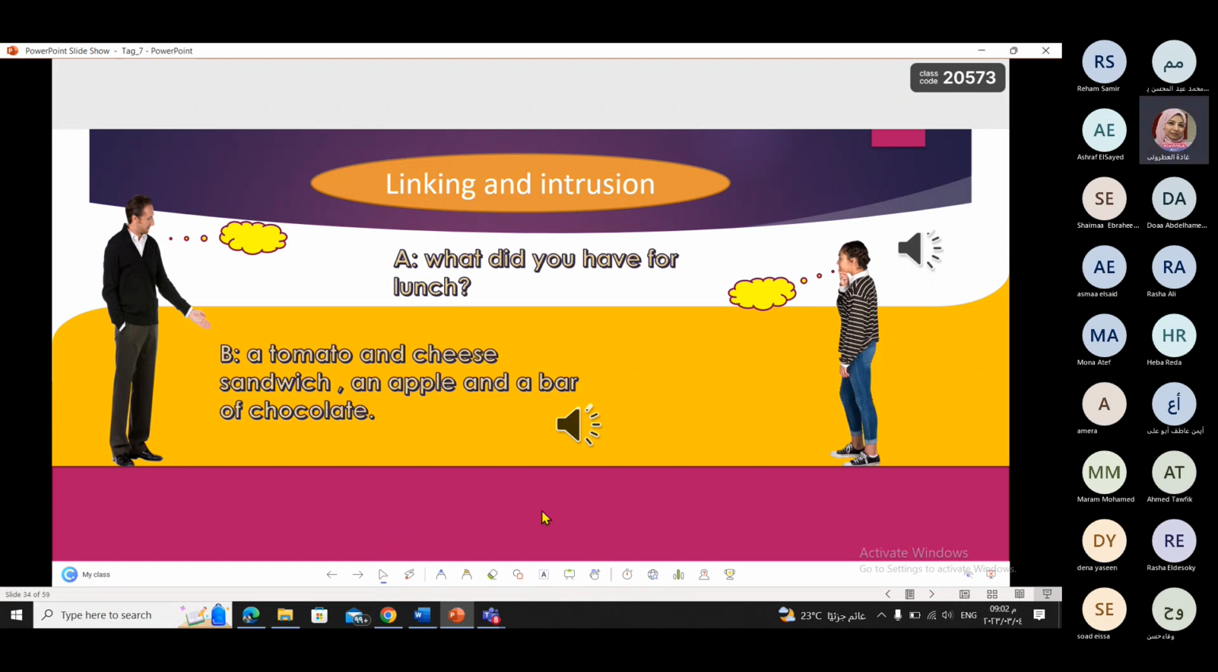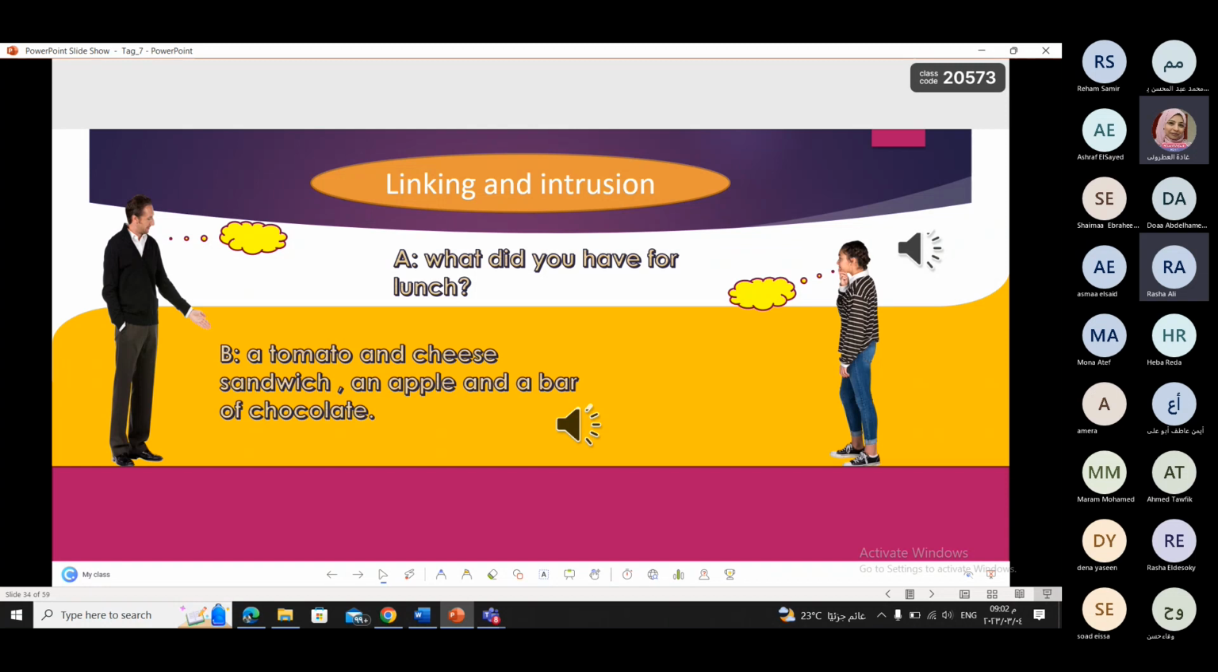Okay, so who can read this? I want Rasha and Asma because they are the most brilliant teachers this session. Are you ready? You will read, you will practice, and the other participants will say where are the linking and the intrusion here, in which words. So be careful when reading. Rasha, you are A, and Asma, you are B.